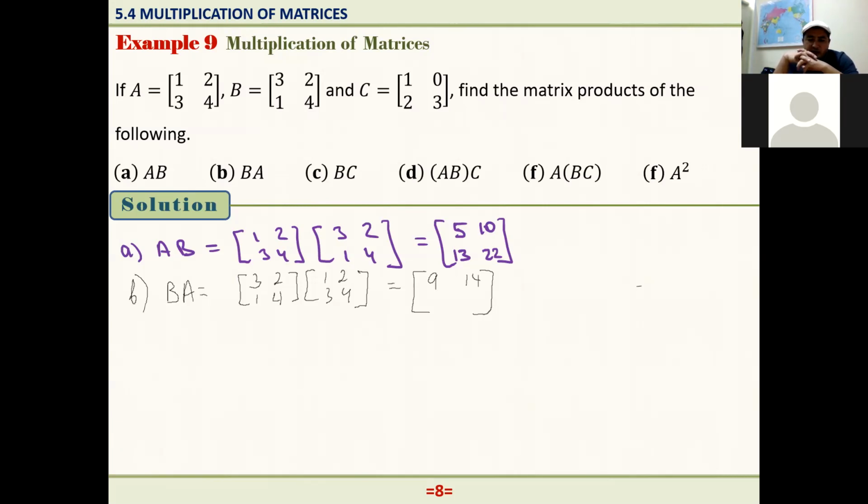So we need to write the entries of the second row. We need to multiply the second row of the first matrix by each column of A. So 1 times 1 plus 4 times 3, 13. Okay, correct. Next. 2, 16. Good. Let's do C, BC.